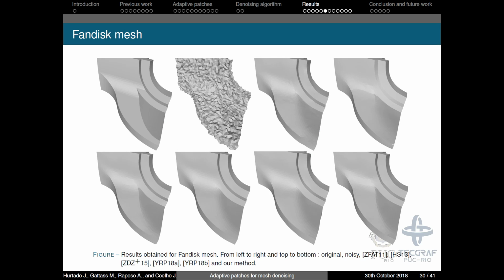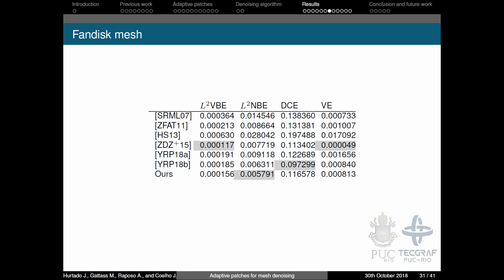So this is another example where we preserve this sharp feature, the line, better, and this is also visible in the numerical results, where we obtain, in the case of the normal, the lowest one, and in the other cases close to the lowest one.